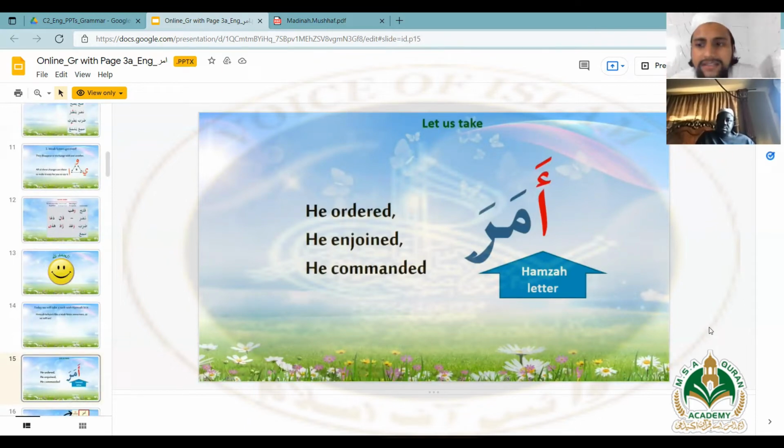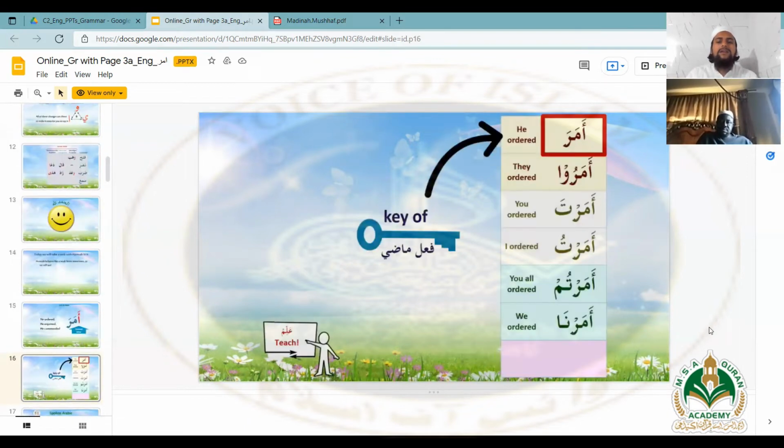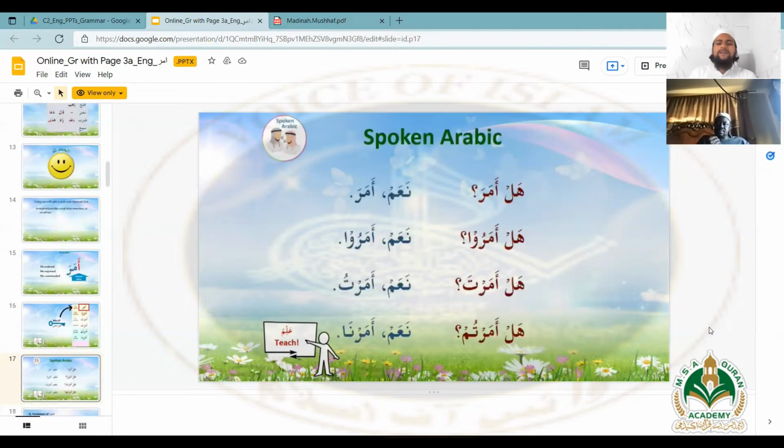So amara means, let's take amara. Amara is fi'l madi. So amara means he ordered, he enjoined, he commanded. So in amara there is hamza in the beginning. Amara, amaru, amarta, amartum, amarna. So أمر is the key word of فعل ماضي.